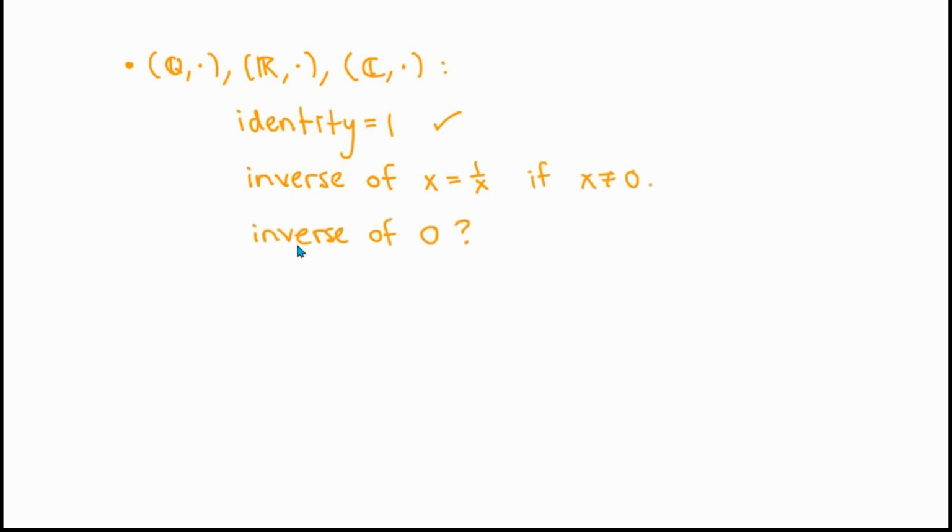But the problem here is with the number 0, which is an element of all three of these sets. If there were a multiplicative inverse m of 0, it would have to be another number in one of these sets with the property that 0 times m is equal to 1. But since 0 times anything is equal to 0, the multiplicative inverse of 0 does not exist. And so, even though there's just one element here that failed to have an inverse, it means that these three sets, together with the binary operation of multiplication, are not groups.